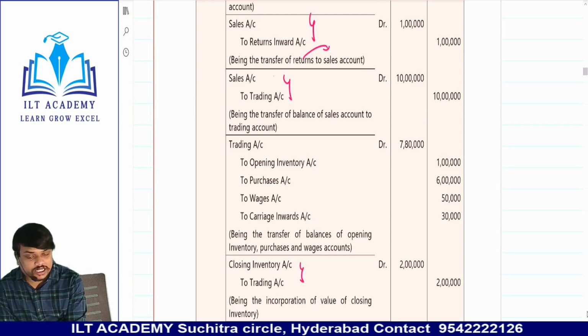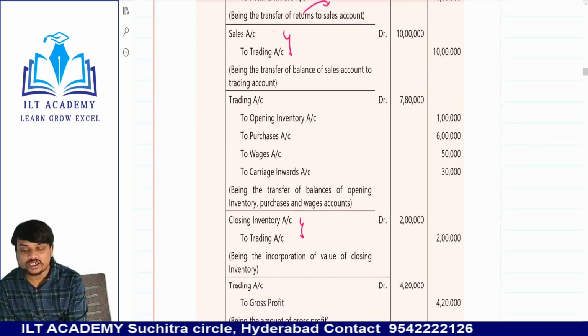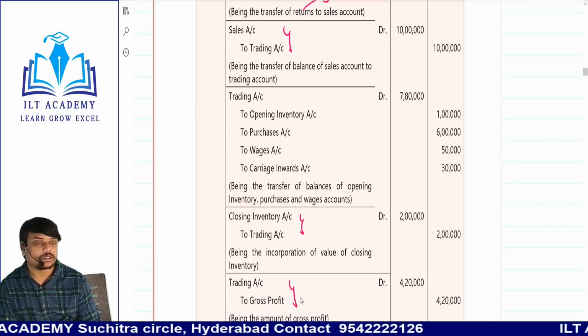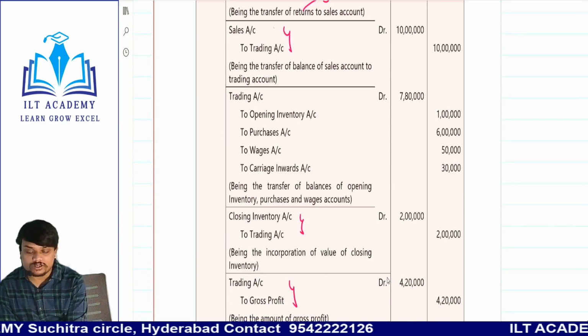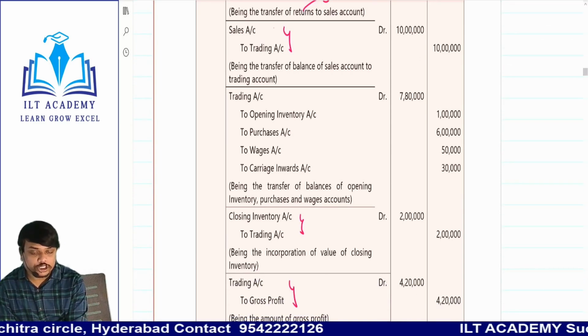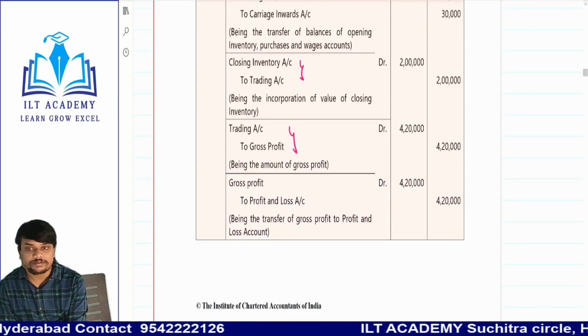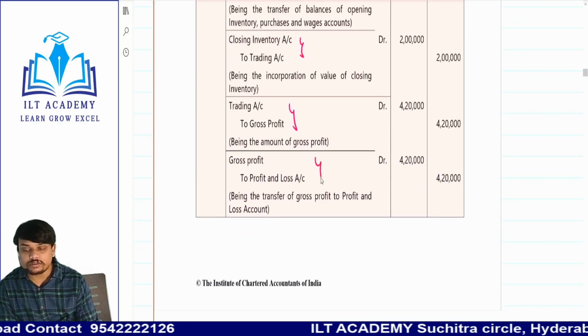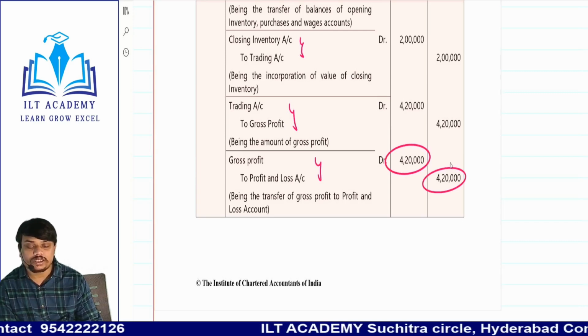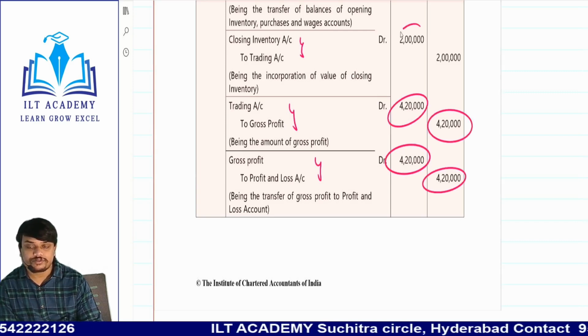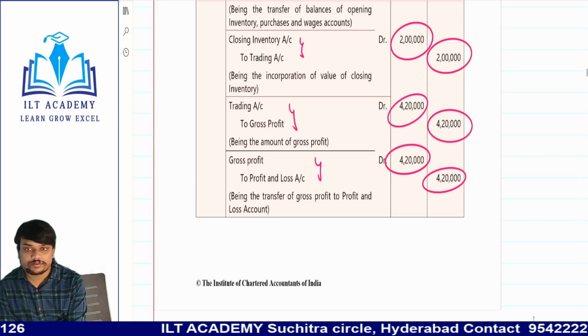Last you will be having the scenario of what? Either gross profit or gross loss. Trading account debit to gross profit, which is 4,20,000. Now gross profit will be transferred to which account? Profit and loss account. Okay, here gross profit account debit to profit and loss account 4,20,000, like this.